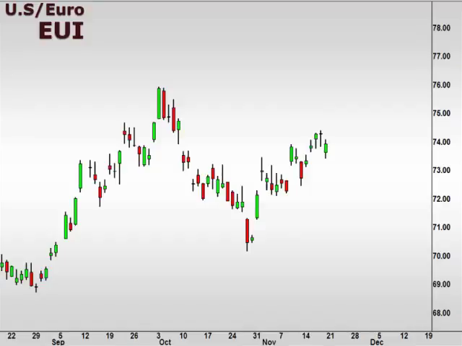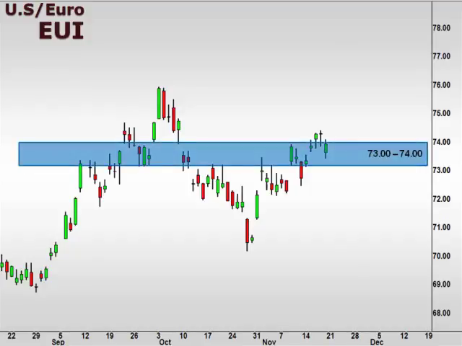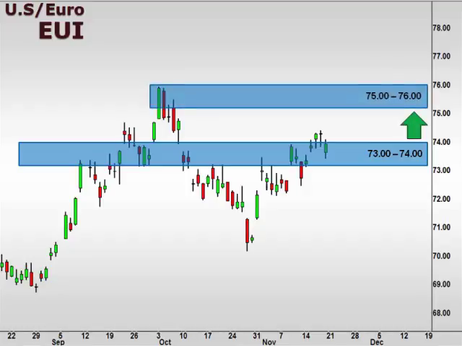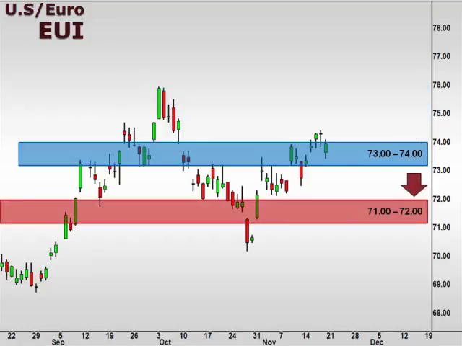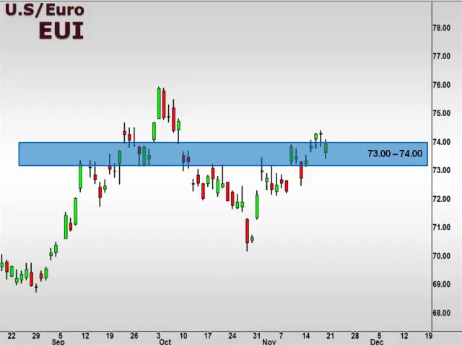Let's take a look at the EUI, the US dollar versus the euro. Well, we can see here that the EUI sits within the upper range of our 73-74 focal zone. This level was identified as a near-term resistance, and a break above is likely to push towards 76. However, a break back below 73 is likely to slip down towards 71.